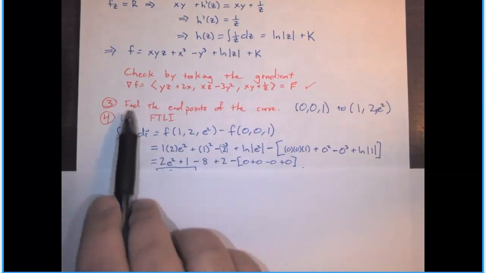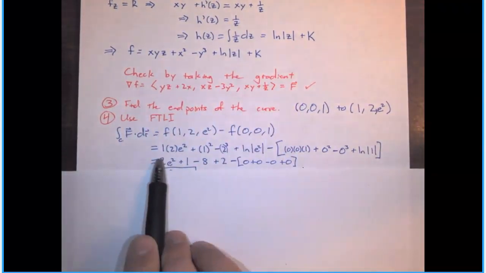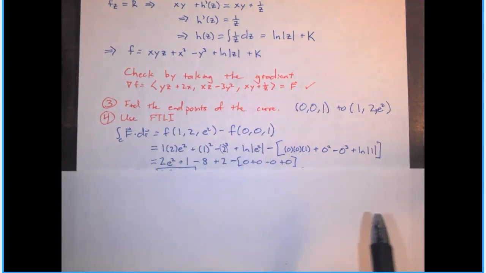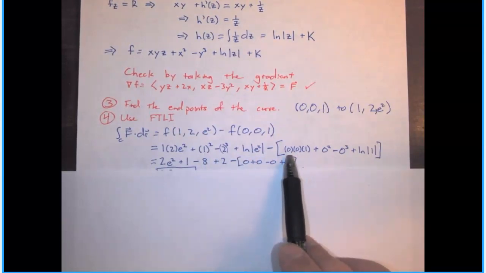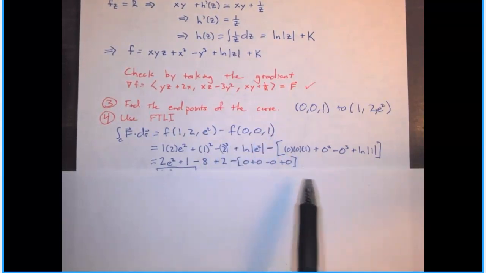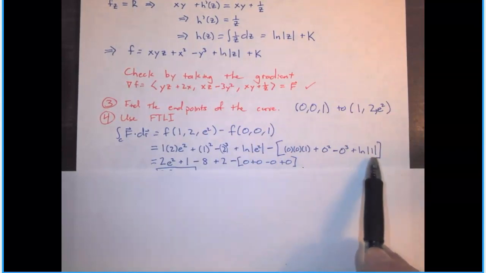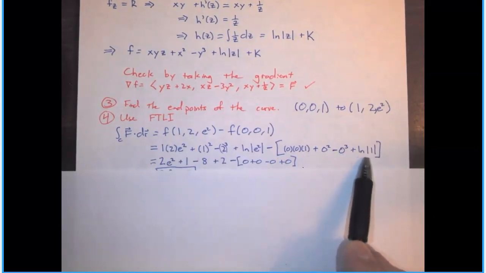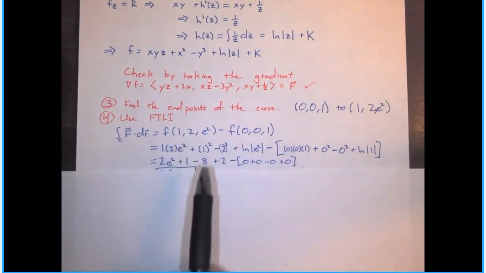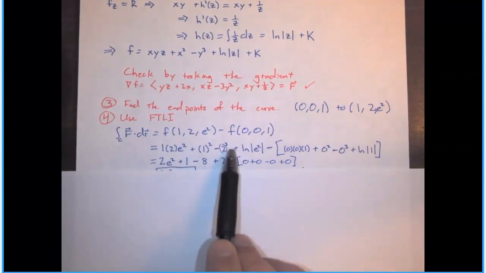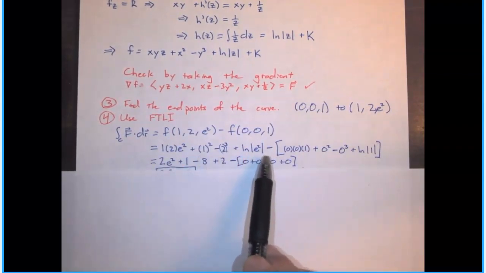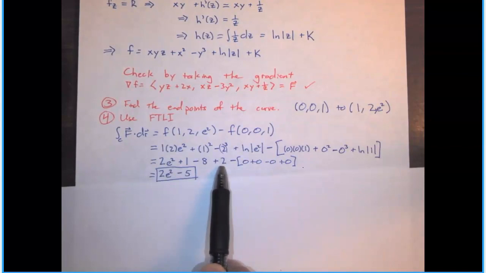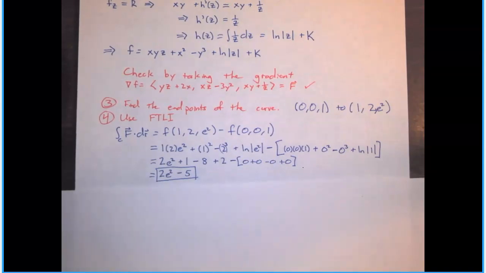So I plug in (1, 2, e squared) into my potential function. I get 1 times 2 times e squared plus 1 squared minus 2 cubed plus the natural log of e squared, minus 0 times 1, because I'm plugging in (0, 0, 1), plus 0 squared minus 0 cubed plus the natural log of 1. Now, all of these terms here end up being 0 because the natural log of 1 is 0. So there's nothing going on there. What's going on here? I just get 2e squared. That's 1. 2 cubed is 8. Natural log of e squared is just 2. The natural log and e cancel, and I'm left with a 2. So then my answer is 2e squared minus 5.